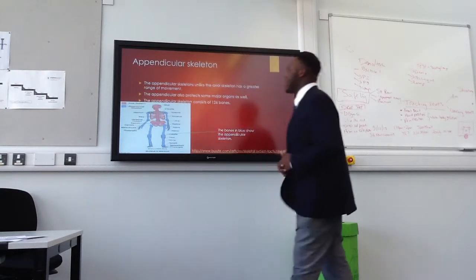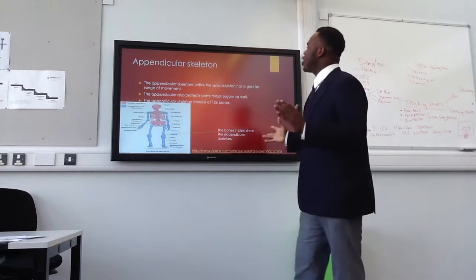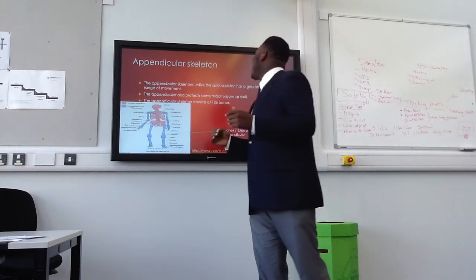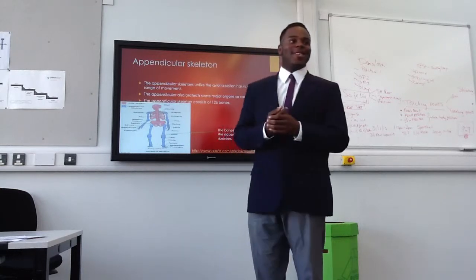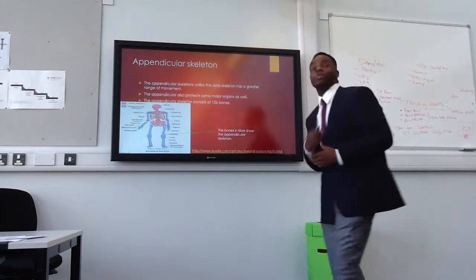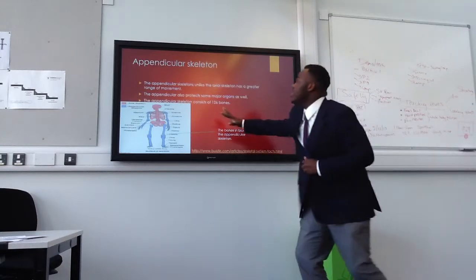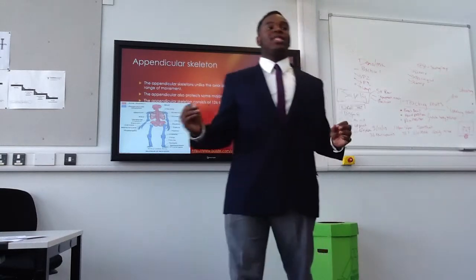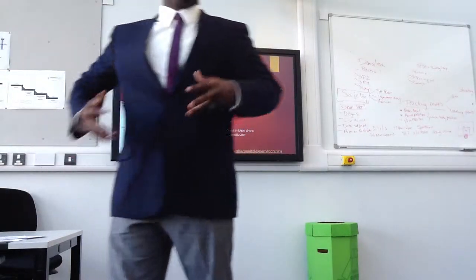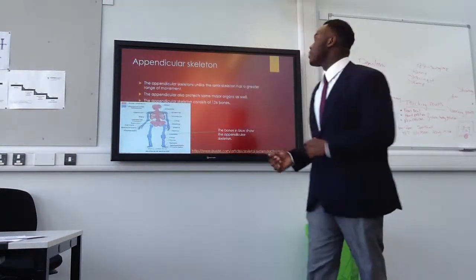The appendicular skeleton. The appendicular skeleton has more movement to it. It is also there to protect some of our major organs as well. And this consists of 126 bones. This means the appendicular skeleton makes up more of our skeleton.